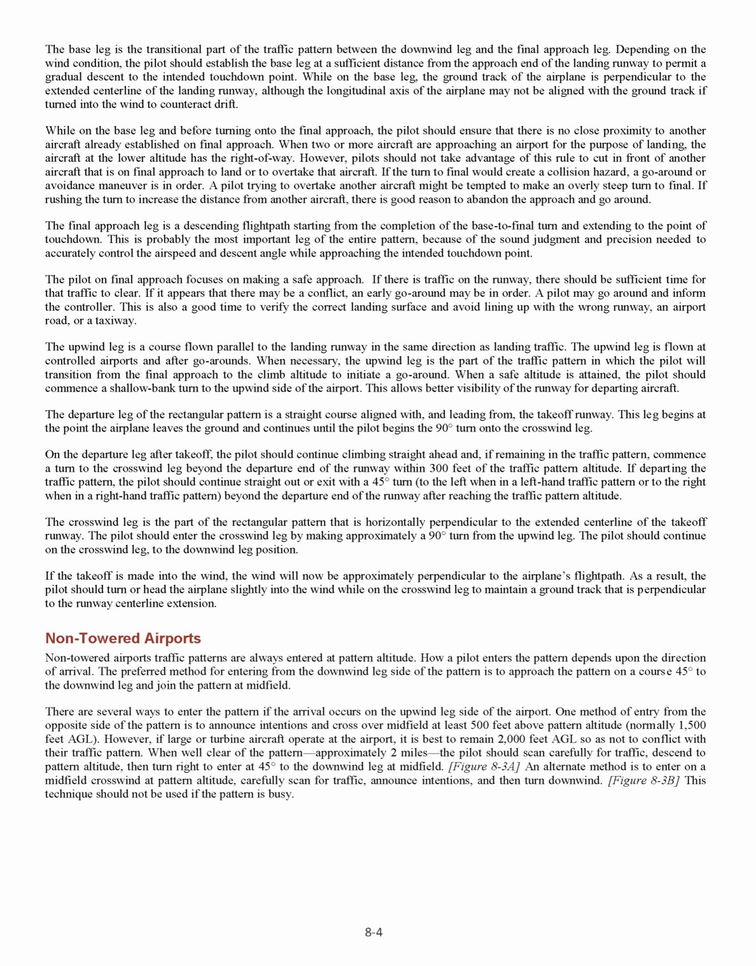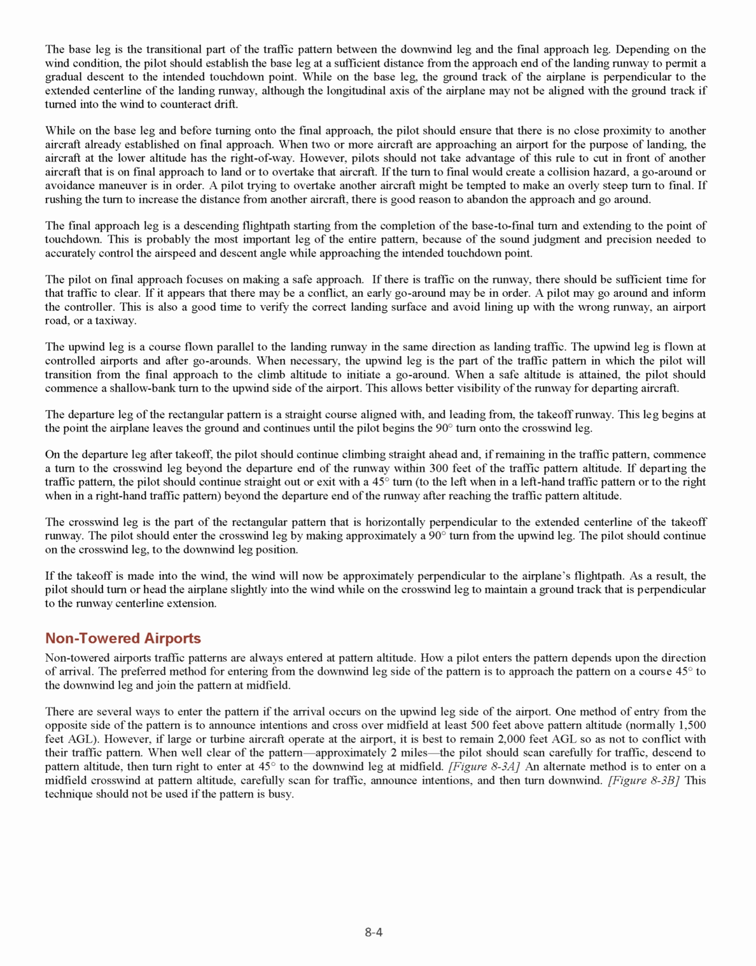There are several ways to enter the pattern if the arrival occurs on the upwind leg side of the airport. One method of entry from the opposite side of the pattern is to announce intentions and cross over midfield at least 500 feet above pattern altitude, normally 1,500 feet AGL. However, if large or turbine aircraft operate at the airport, it is best to remain at 2,000 feet AGL so as not to conflict with their traffic pattern.